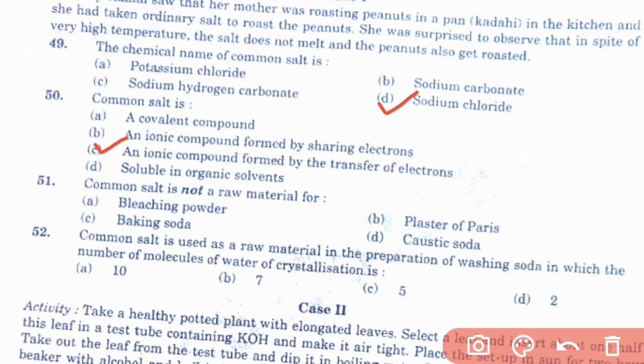So next question, that is question number 51st. Common salt is not a raw material for option A: bleaching powder, B: plaster of Paris, C: baking soda, D: caustic soda. So option number B, that is plaster of Paris.